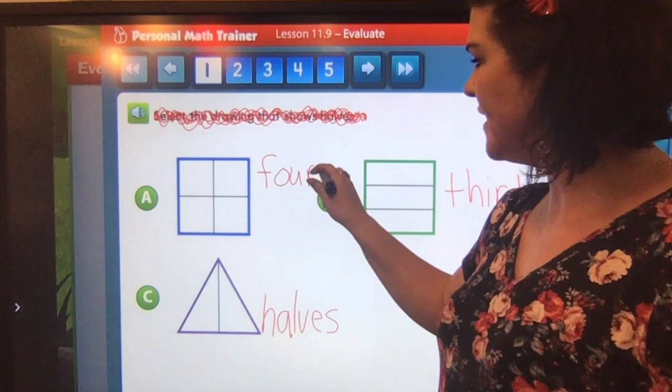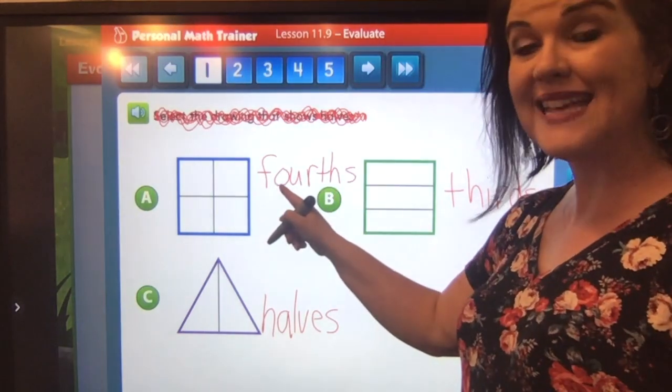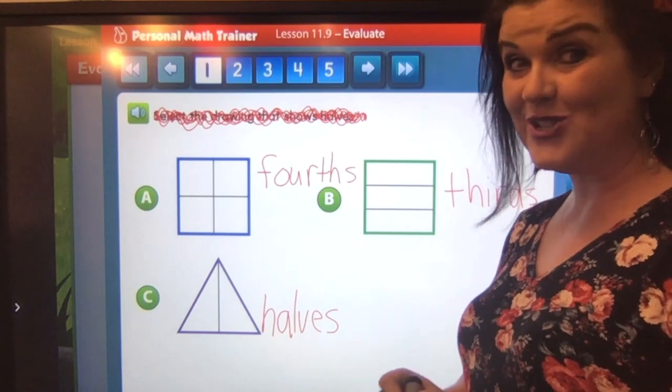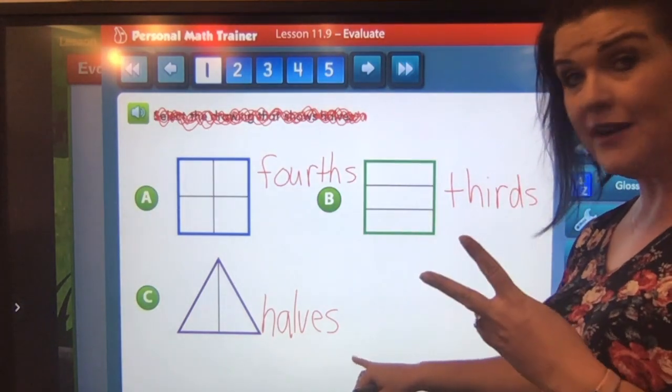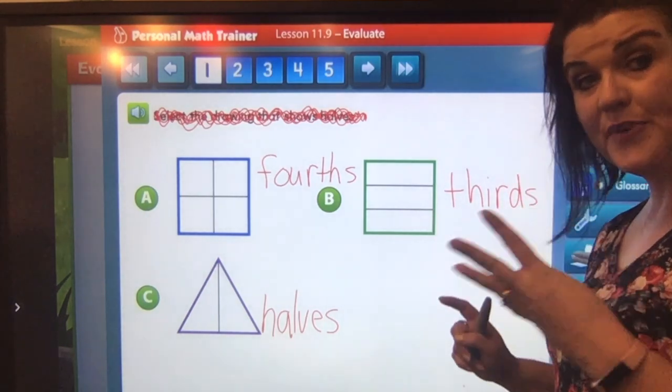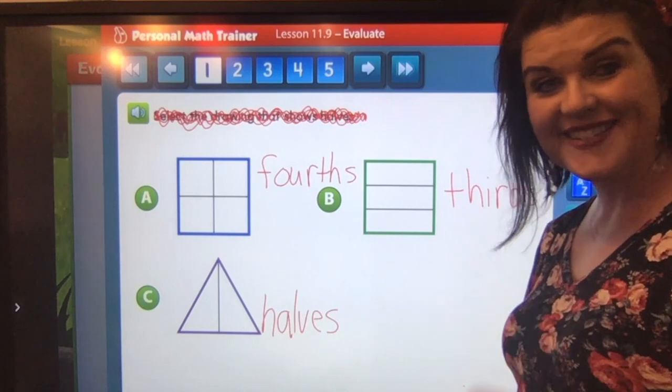All of these are tricky spellings. We just have to learn them. Fourths has that OU in it, so make sure you remember that too. So we have halves with two equal parts, thirds with three equal parts, and fourths with four equal parts.